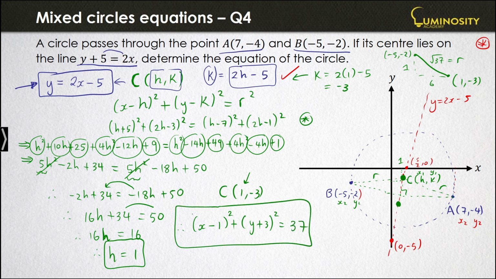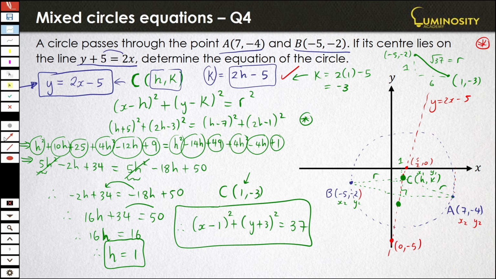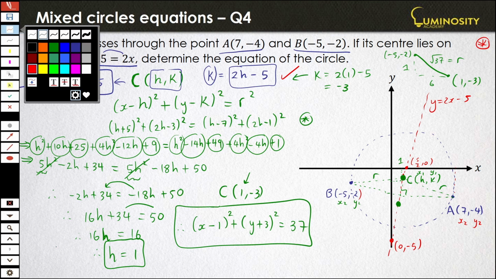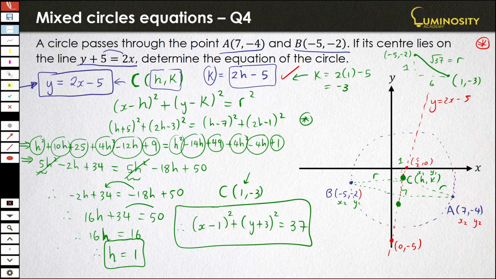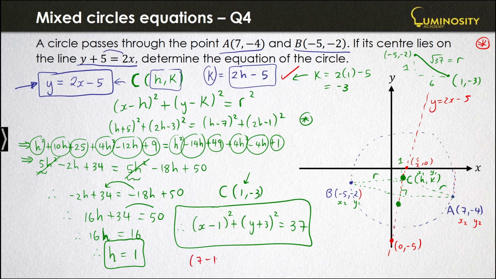So that is the equation of a circle that passes through those 2 points and the center lies on that line. And we can double check. Let's always double check to make sure that we are correct. So if I put in the points 7 and -4, let's see what happens. So 7 minus 1 is 6, and then -4 plus 3 is -1, and -1 squared is just +1. So 6 squared, 36 plus 1 is 37. So that's definitely a point.